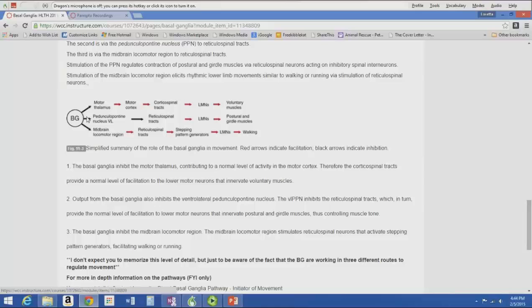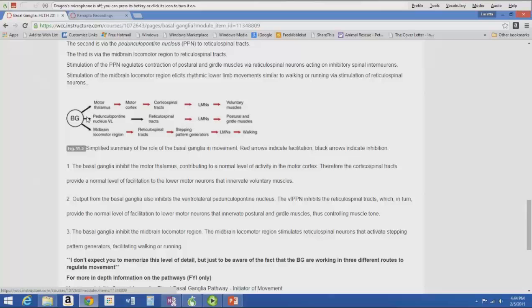So really interesting stuff. I wrote this in bold at the bottom of the page on the module, just so you get this. I don't necessarily expect you to memorize this level of detail and to know the exact tracks and what's affected, but I just want you to be aware that the basal ganglia are working in 3 different routes to regulate movement.